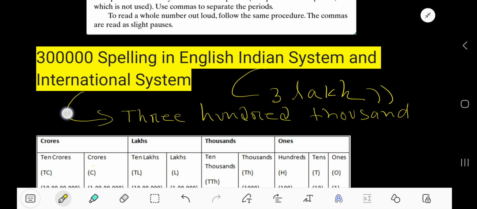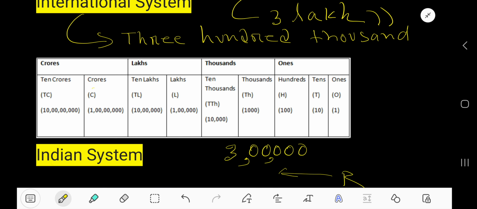Okay, let me explain. Look, in the Indian system, the period names are ones period, thousands period, lakhs, crores. Ones period has 3 columns: 1, 10, 100. So we'll place a comma from right to left after 3 digits. But the thousands period has 2 columns, so we'll place a comma just after 2 places, right? So look, this is ones period, this is thousands period, and this is lakh.